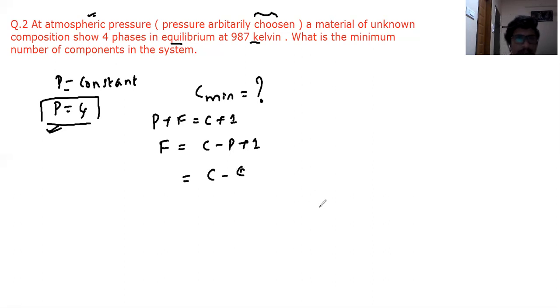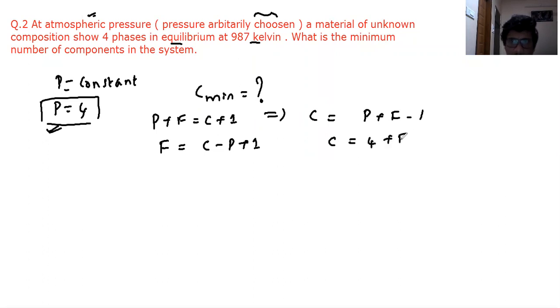We are interested in finding the minimum number of components. So let us write the equation for C. From this equation, we get C as P plus F minus 1. As it is given, the 4 phases are in equilibrium, so C is 4 plus F minus 1. So C is equal to F plus 3.